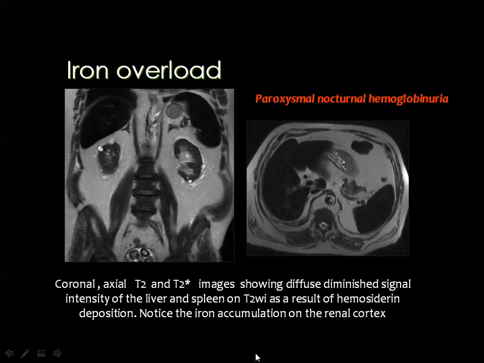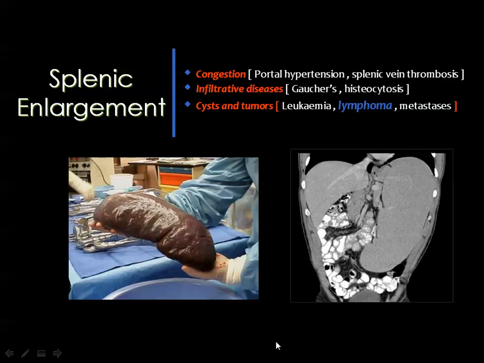And here is a case of iron overload affecting the liver and the spleen, as well as the kidneys in a patient with sickle cell disease. Then splenomegaly, meaning that the spleen is enlarged, and the spleen may be hugely enlarged.